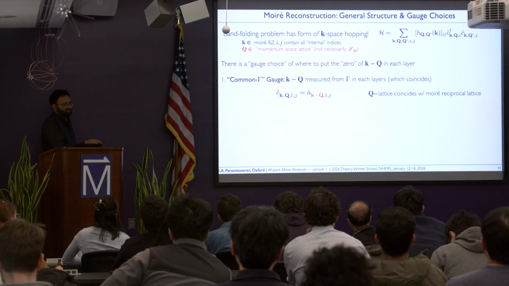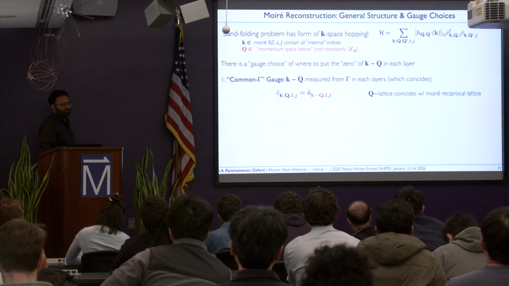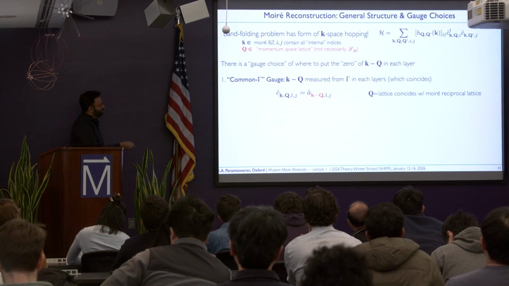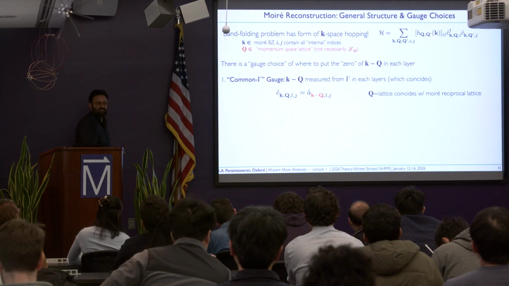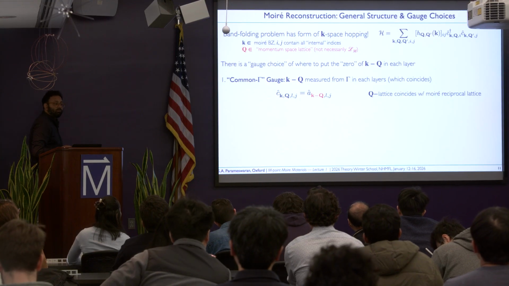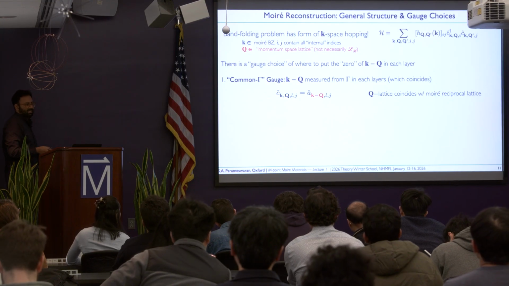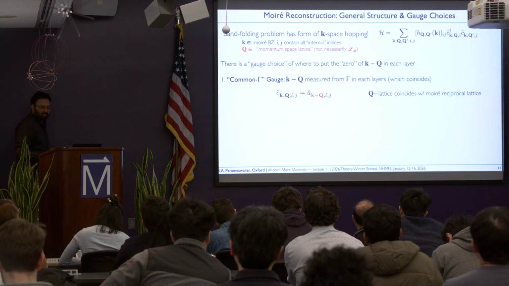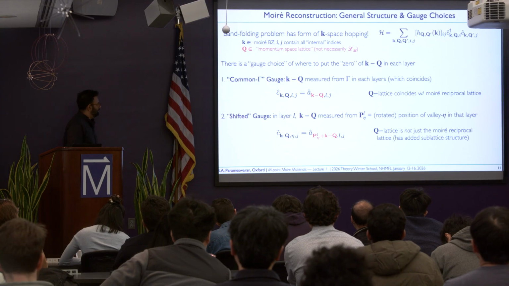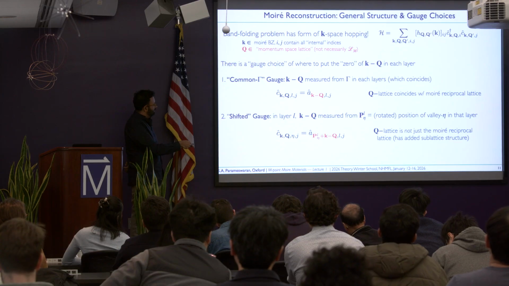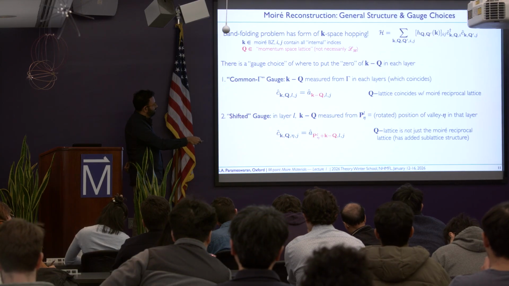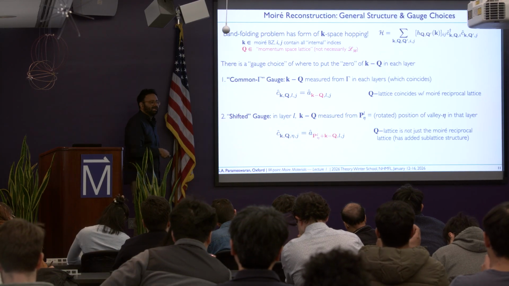And so the Q lattice will then coincide with the moiré reciprocal lattice. There's just G's because there's nothing else I can do, right? But that will obscure some structure, because if I wrote this matrix with G's as its indices, for the right set of problems, there'll be some internal structure, and I may struggle to find that. So an easier way to do it is to pick a slightly different gauge choice, where in each layer, I measure this K minus Q from a momentum, which is where the valley lives in that layer.